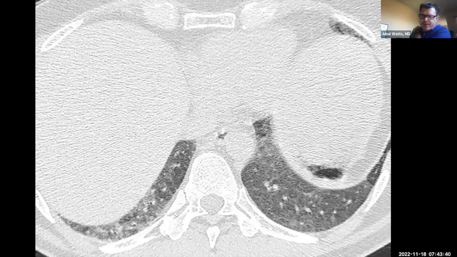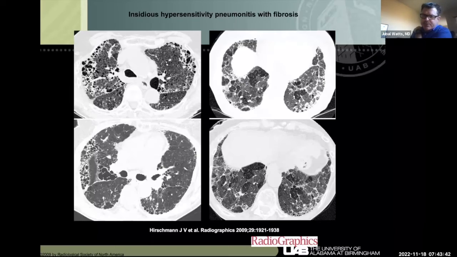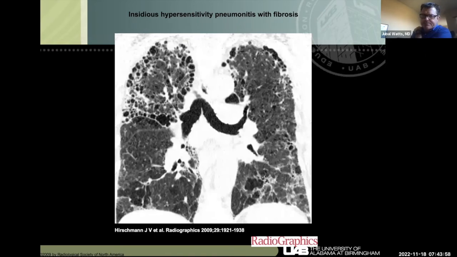So HP is a mimic. It is not an idiopathic interstitial pneumonia, though. Here's some more examples of HP and how fibrotic HP can be a mimic for UIP especially, but you'll see the nice conspicuous mosaic attenuation and air trapping, which you don't expect to see in UIP, IPF.